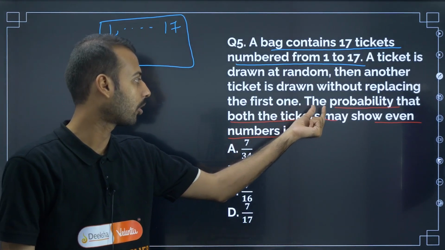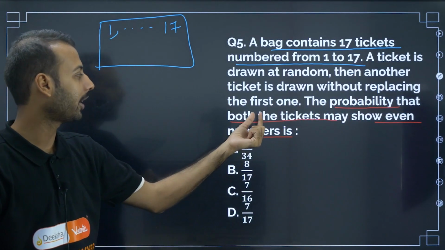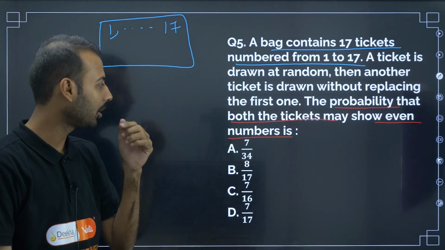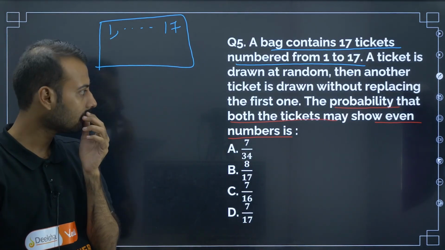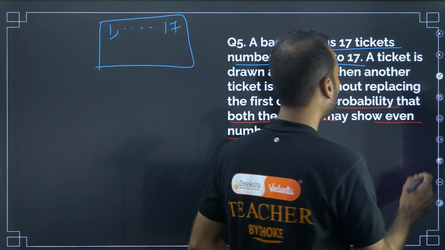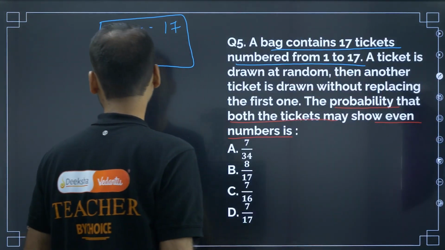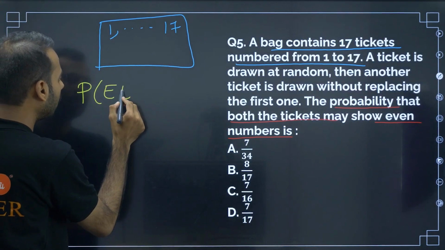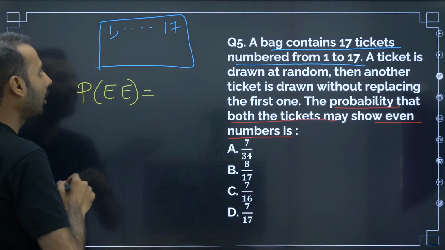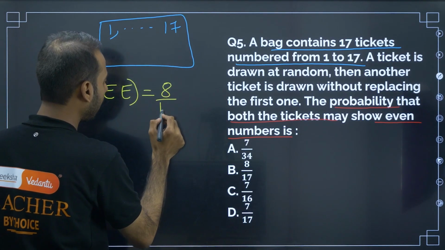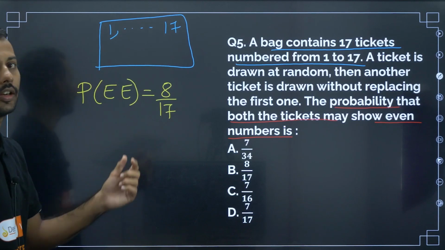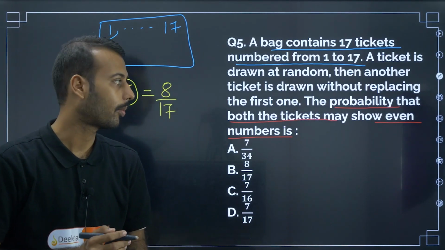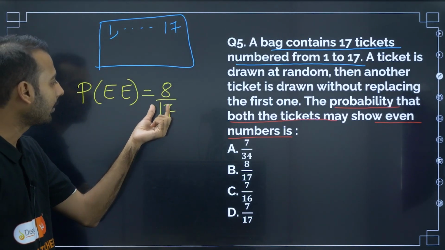Now what is the question? The probability that both may show even numbers. So how to approach this problem? Probability that both are even. For the first even, totally 8 are there, so favorable is 8 by 16, using the classical definition of probability.